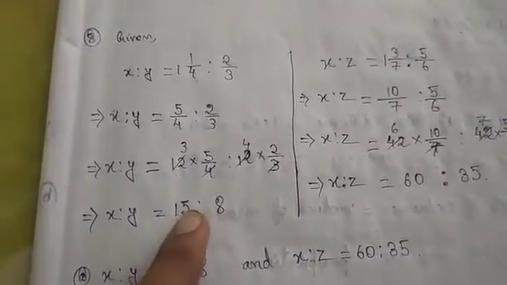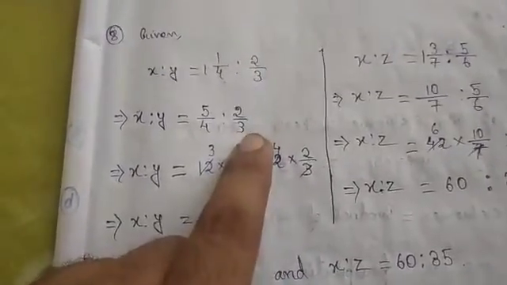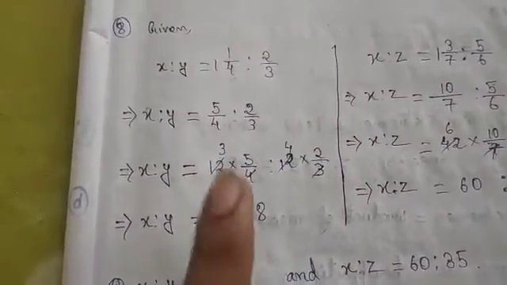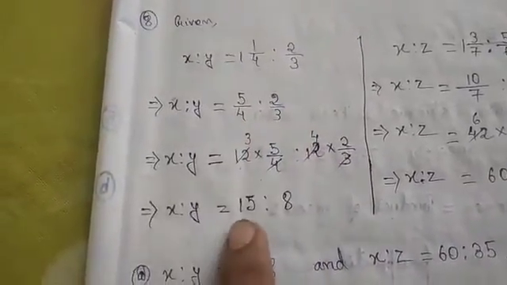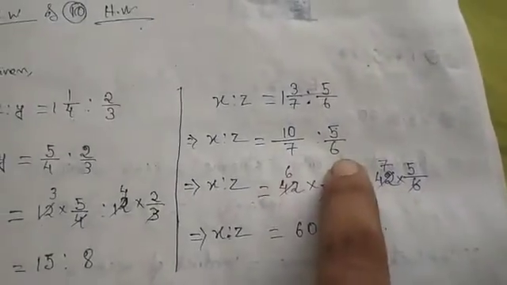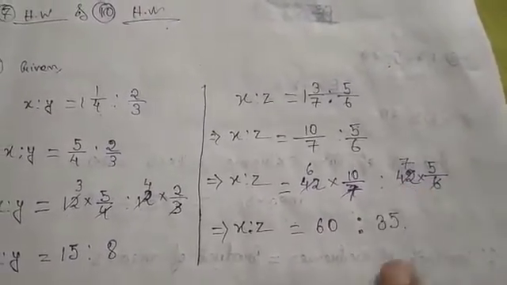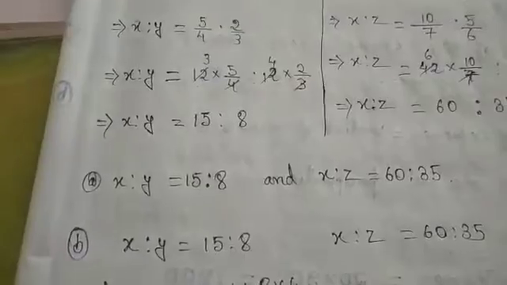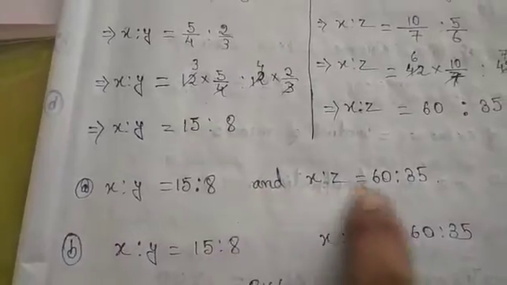So I have taken this fractional form into integer form. For that I have taken the LCM of 4 and 3, which is 12. After multiplying the ratio by the LCM of these two fractions, our value comes as 15 is to 8. And in this case, here 7 into 6, 42. So I multiplied LCM 42 with this ratio, and after cancelling our value comes as 60:35. In either case the values are not the same, so to find out x is to y, x is to y is 15:8 and x is to z is 60:35.